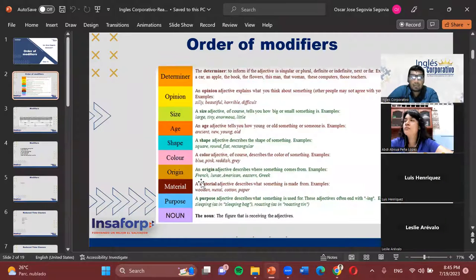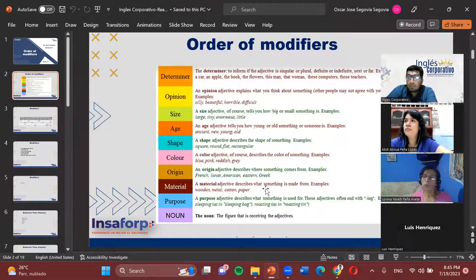All right. So, in terms of origin, of course, as I said, we describe where something comes from, and we can use French, Lunar, American, Eastern, or Greek. It depends on where the thing comes from, and you can use it then as an explanation for it. Where do you use lunar, sorry? For lunar rocks, for example. Ah, okay. Yeah, for lunar rocks.